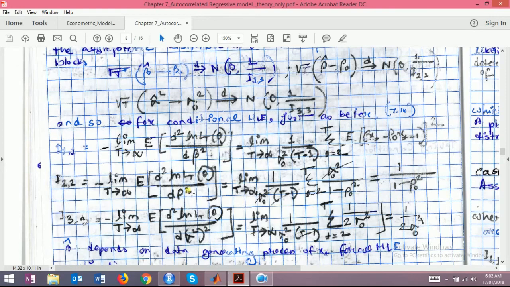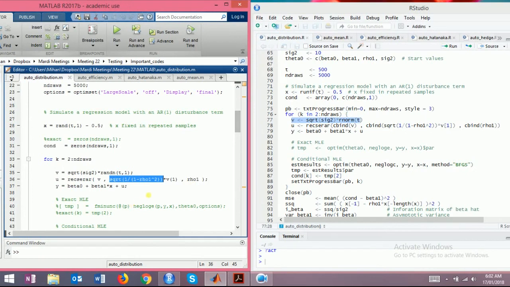One divided by 1 minus rho square, which is the second derivative of the log likelihood with respect to the autocorrelation coefficient, is very essential. So 1 minus rho square is multiplied to v so that it gets the size of v. This is y naught, and then a, x, y naught, and a is rho 1, which is the correlation coefficient.